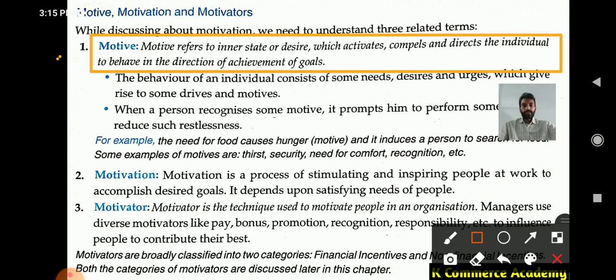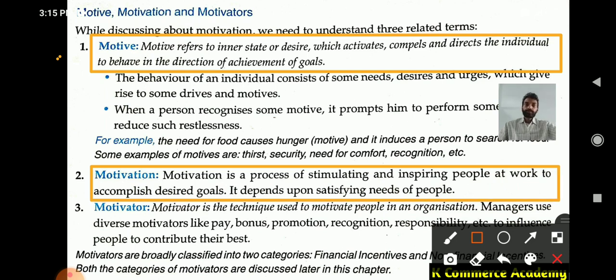Few minutes earlier we studied that motivation is a process of stimulating and inspiring the people to work in a desired manner. So any person who has the motive in the mind can get motivation. Motivation is a process of stimulating and inspiring people at work to accomplish desired goals, and it depends upon satisfying needs of people. Remember this: unsatisfied need is the most important element for motivation. Any person who has an unsatisfied, unfulfilled need can be motivated.